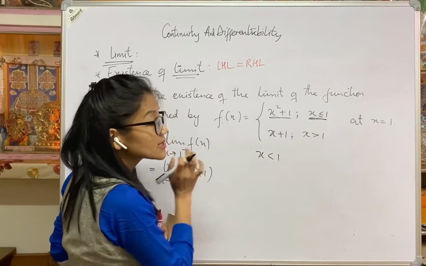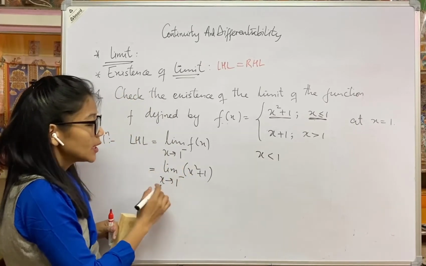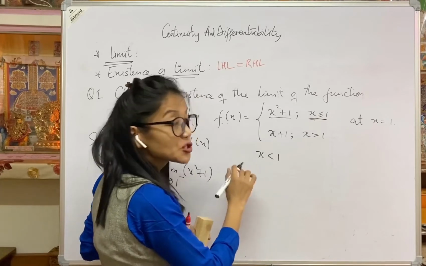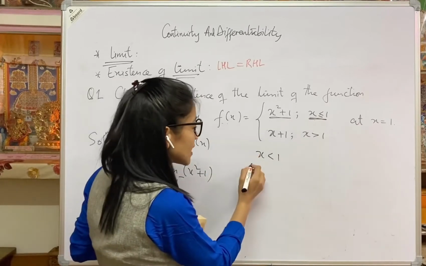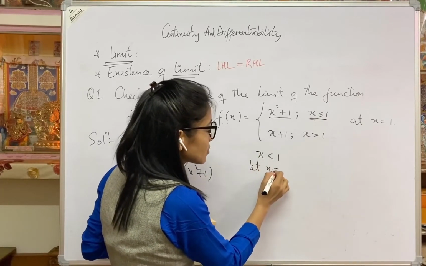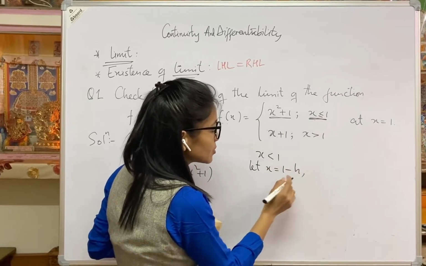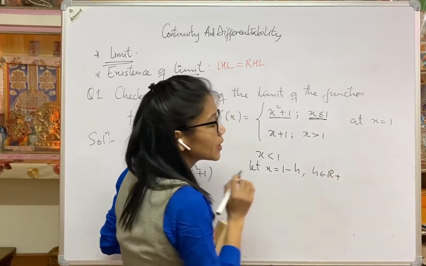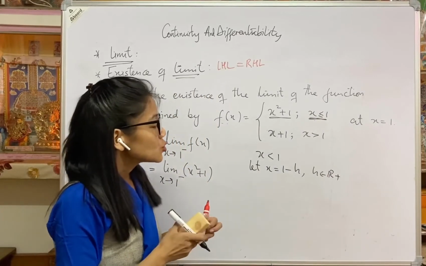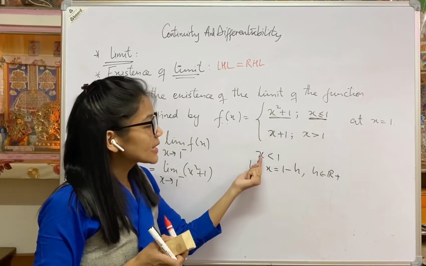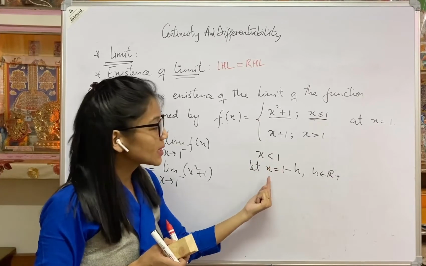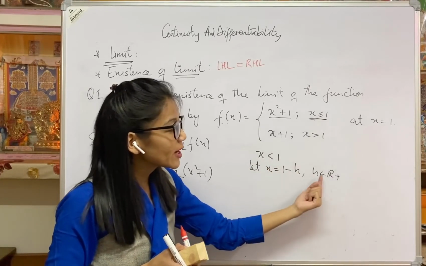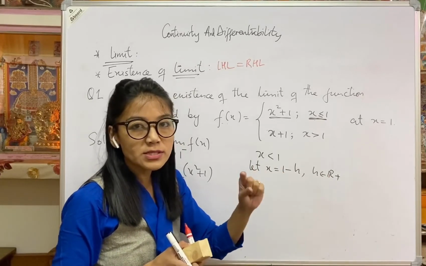Now to show that x is less than 1, I will make a substitution method here. So I will write let x equals 1 minus h, where h is some small positive real number, okay? So just to show that x is less than 1, I'm making this substitution. Let x equals 1 minus h, but I have to define what this h is. h is some small positive real number.